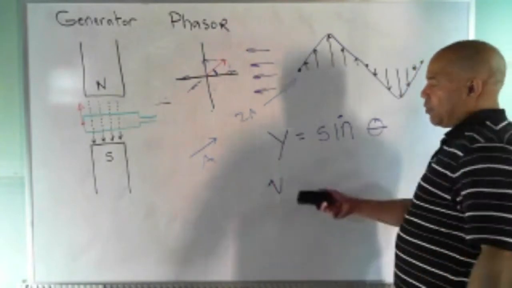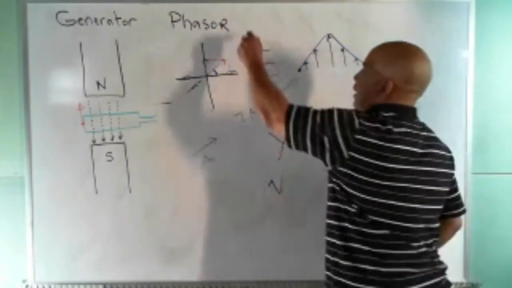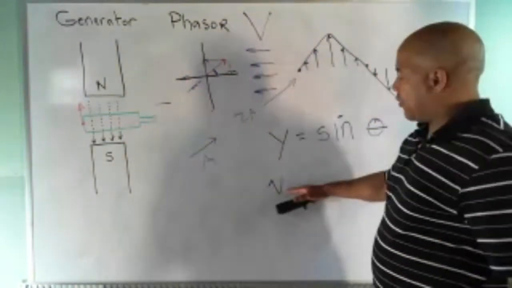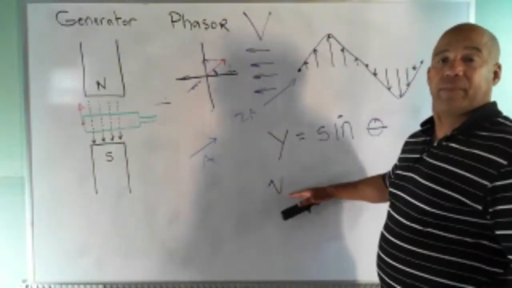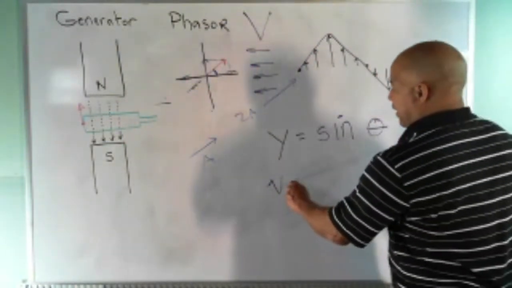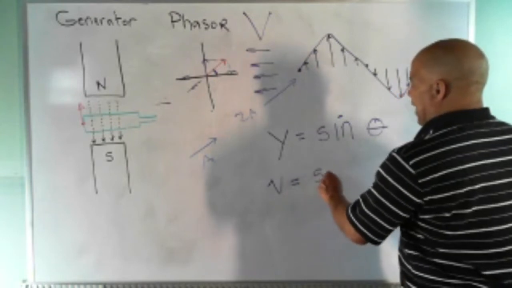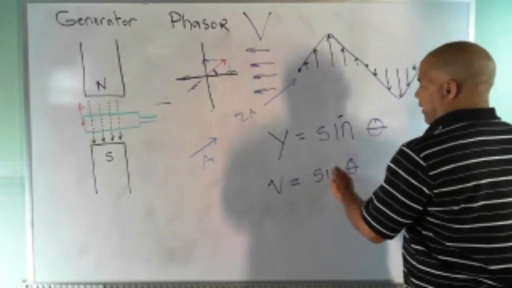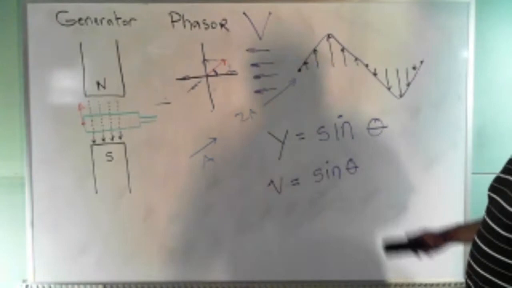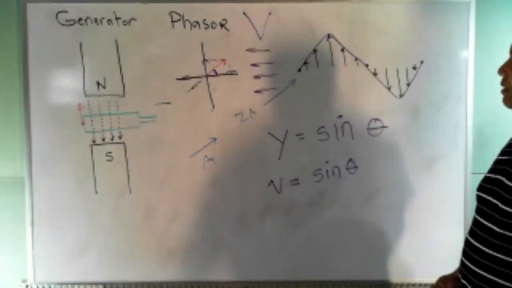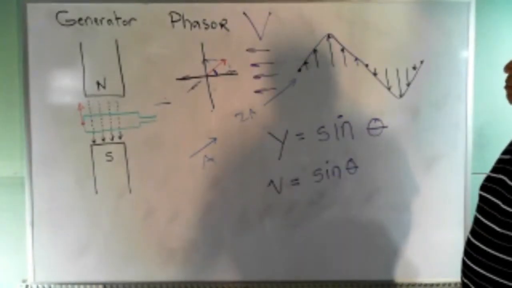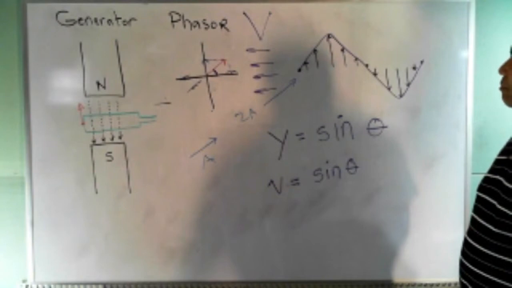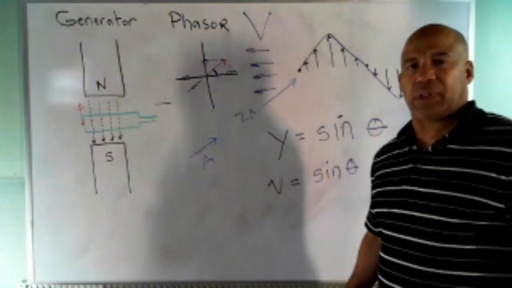And notice the way I draw that v. I didn't draw it like this, that's going to have a different meaning. I drew a lowercase script v. So for us, v is going to equal sine of theta. The voltage coming out of this thing is going to equal sine theta. Let's think about that. Does that really work though?